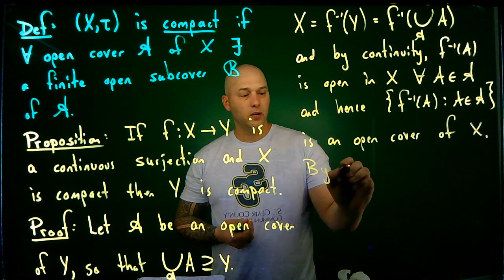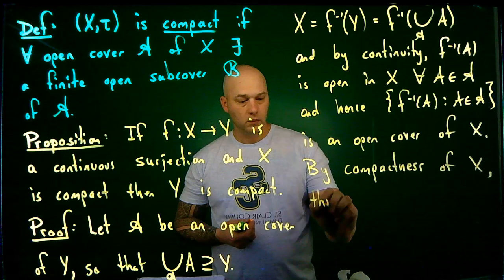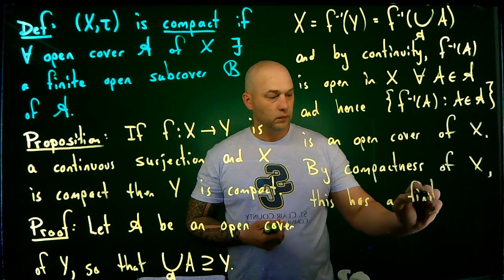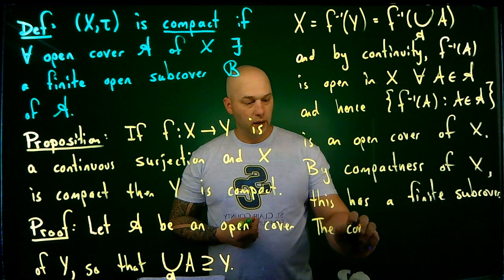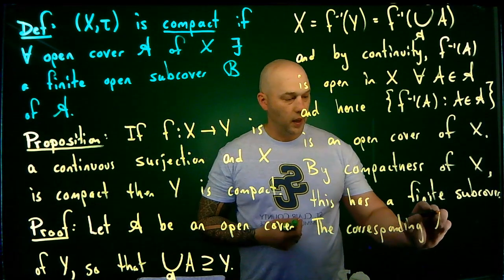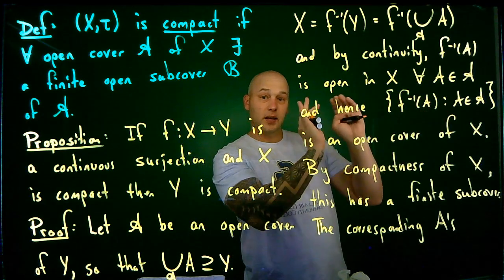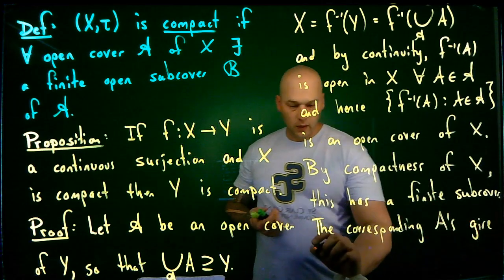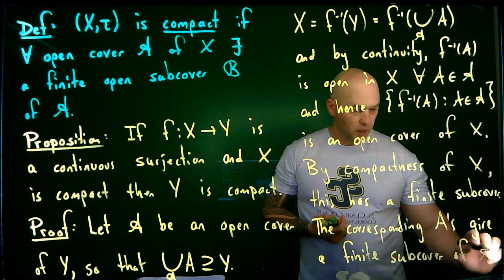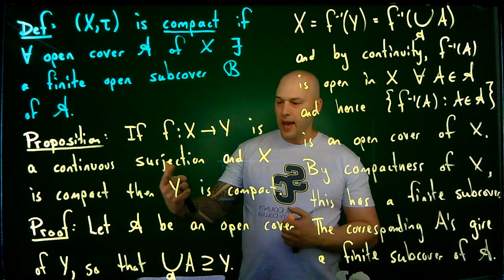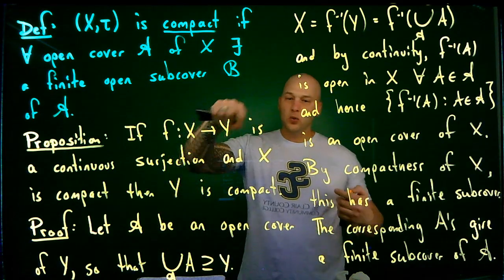So by compactness of X, this has a finite subcover. The corresponding A's, so if I take the preimage of, say, A1, the preimage of A2, preimage of A3, whatever that finite list is, I take all those sets A, give a finite subcover of the original set A. Well, that's exactly what it means to be compact: if I take any open cover, I can find a finite subcover. And that's what we just did. Therefore, the target space Y is in fact compact.